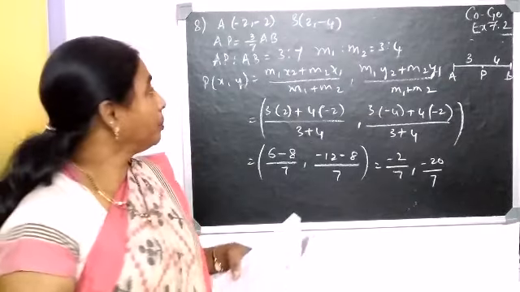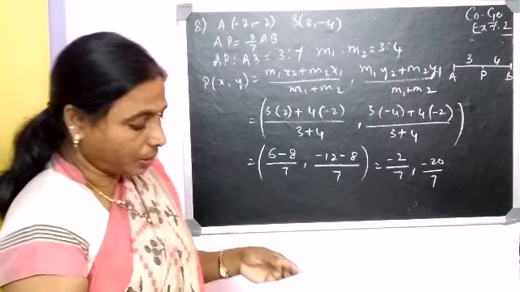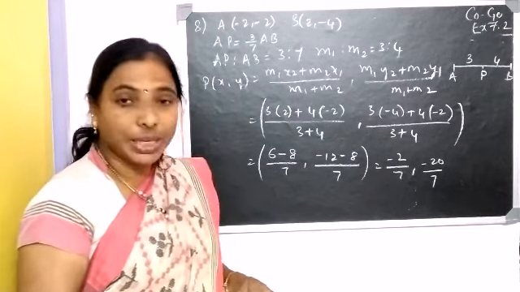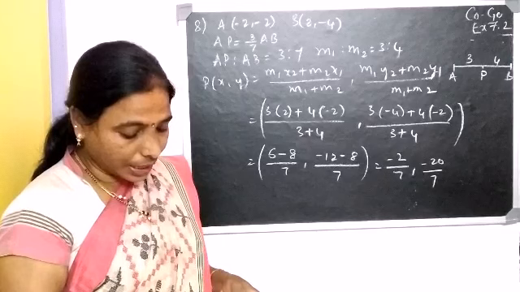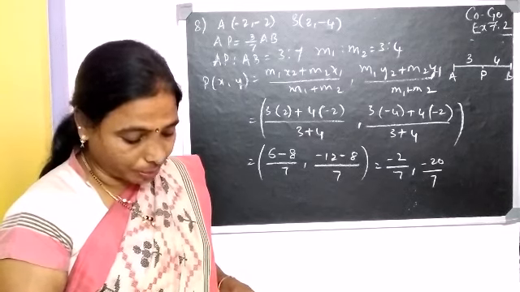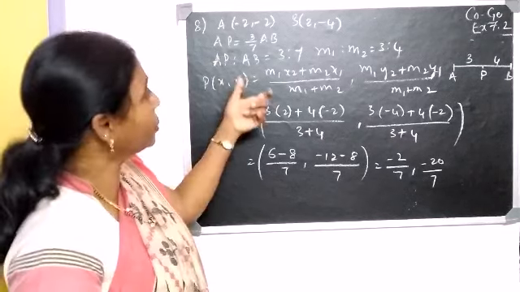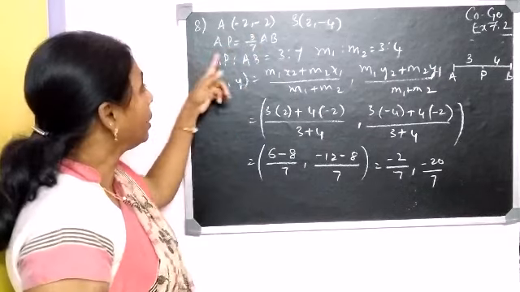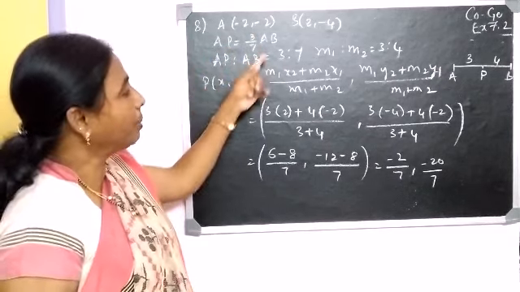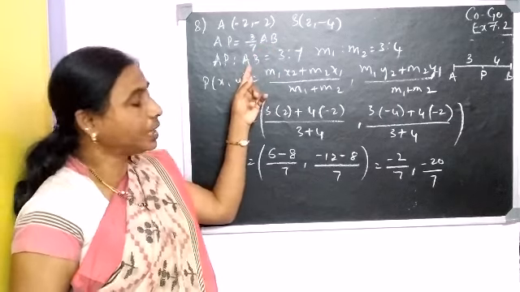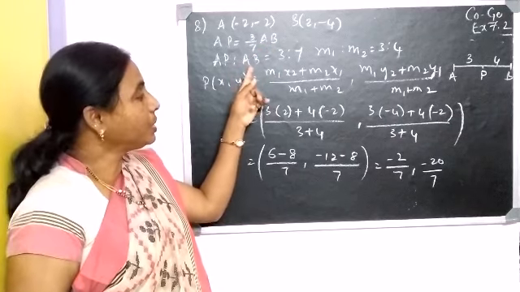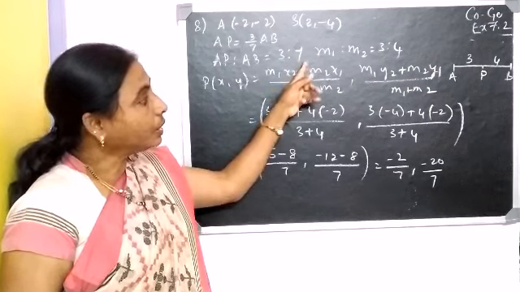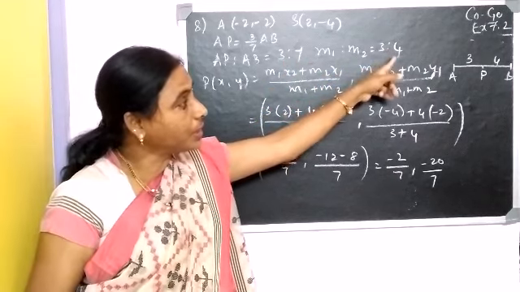Here in the 8th problem, we are given 2 points A and B, and they are asking you to find out the coordinates of P in such a way that the condition given here is that AP is equal to 3 by 7 AB. Therefore, if you bring AB to the other side, it is AP by AB. So AP is to AB is equal to 3 is to 7. Now m1 is to m2 becomes 3 is to 4.